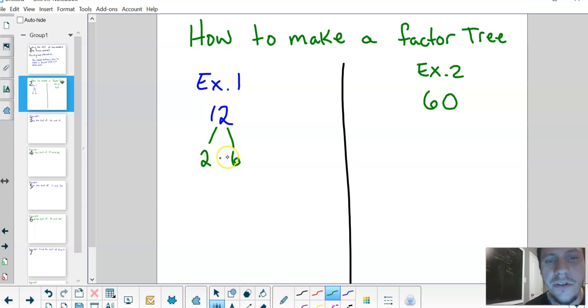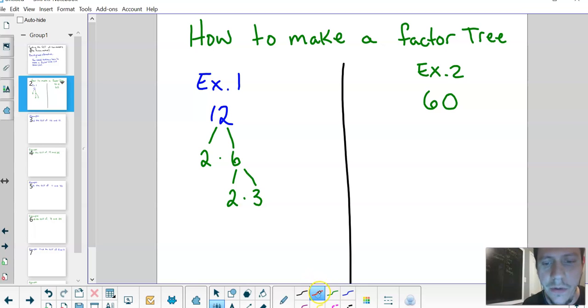Right, so these two numbers right here, when you multiply them together, they have to give you this number up here that they're both coming from. Okay, so I'm going to focus on the big one first. 6 here is also even, and I know that I can rewrite 6 as 2 times 3. All right, this is a complete factor tree for 12.